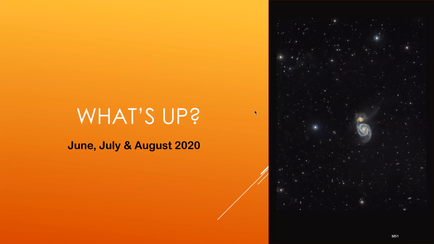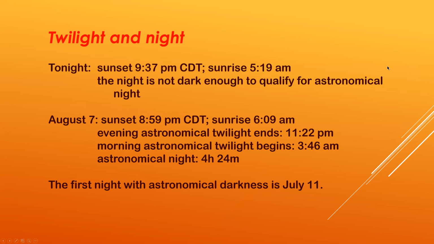Okay, now give me the next page. Wouldn't you know it? I found out one thing about this. There we go. Start off with the lack of darkness. Sunset is at 9:37 and sunrise at 5:19, but in between, we never get dark enough to be called astronomical night, which requires the sun to be more than a certain number of degrees below the horizon.